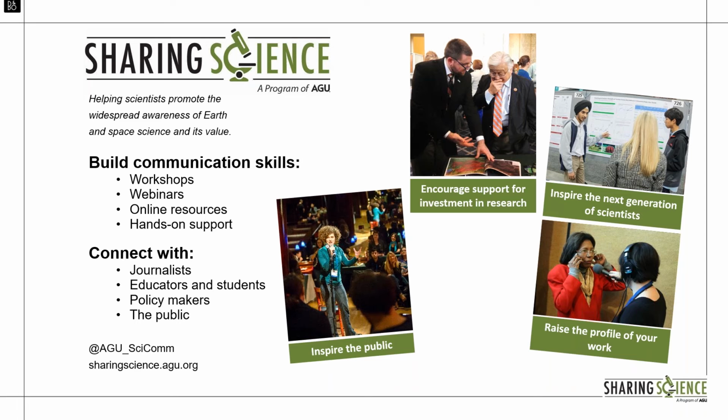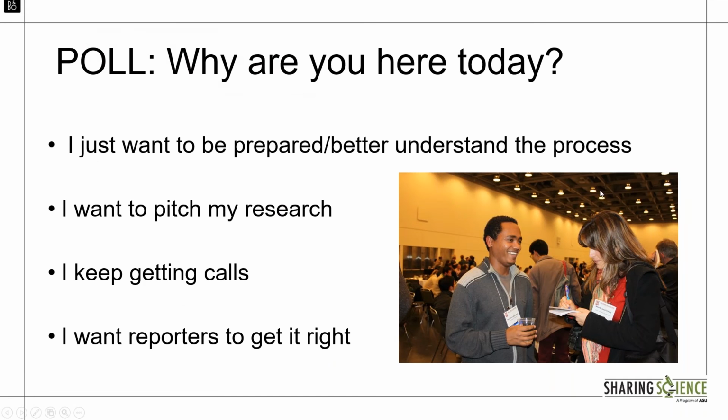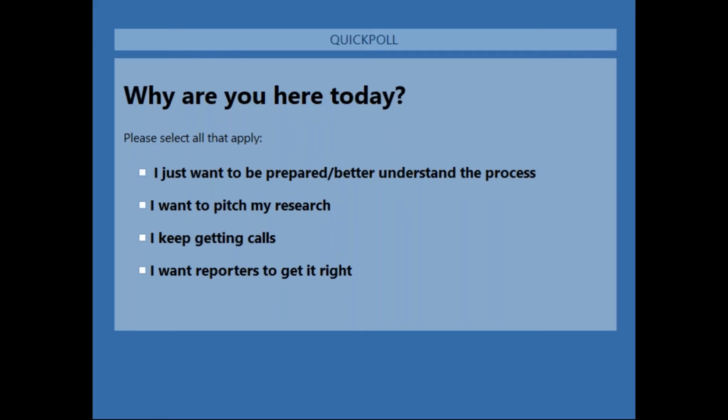And we do this through a number of ways. You're on one of them now. We have a handful of webinars throughout the year. Our bread and butter are these in-person workshops that I'll talk about more at the end. But like I said, we're connecting scientists with all types of different audiences and groups. We are part of AGU, the American Geophysical Union, who serves Earth and space scientists, but we in the Sharing Science program really just want to help any scientist who wants to communicate better and more broadly.